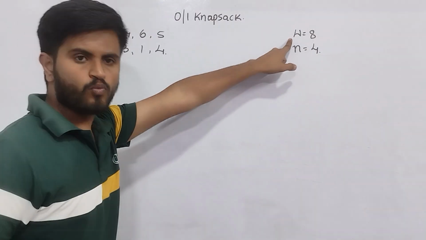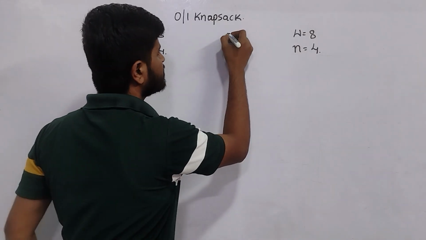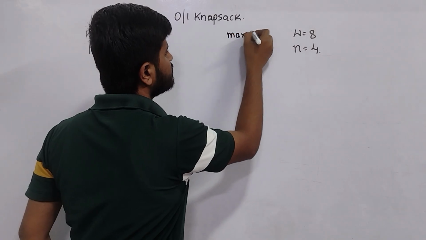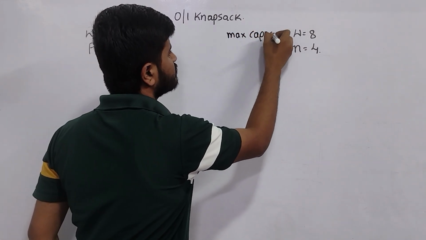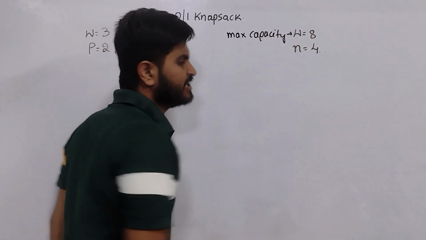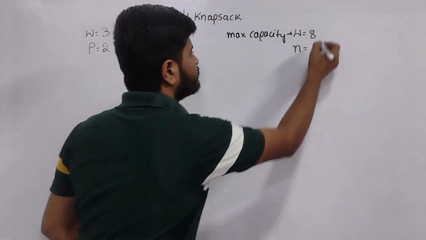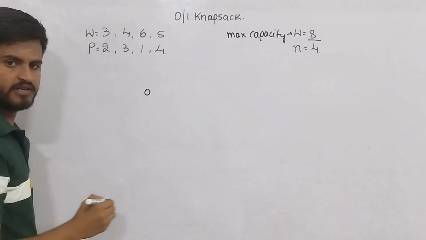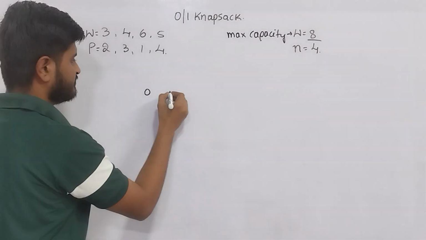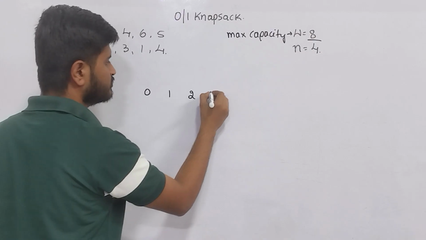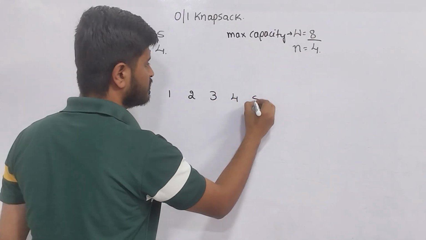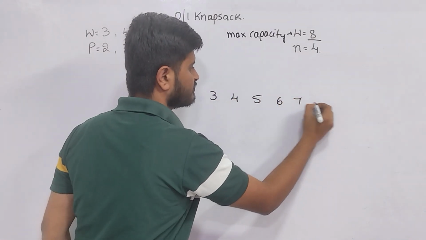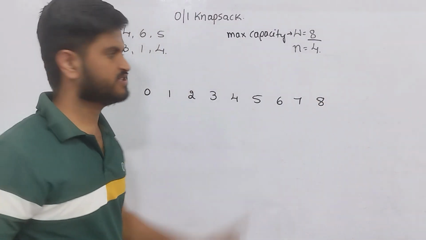Now, the weight will be given. This is called the maximum capacity, which is 8. So what you must do is start from 0 capacity and write up to 8 capacity: 1, 2, 3, 4, 5, 6, 7, 8. Now this much is over.